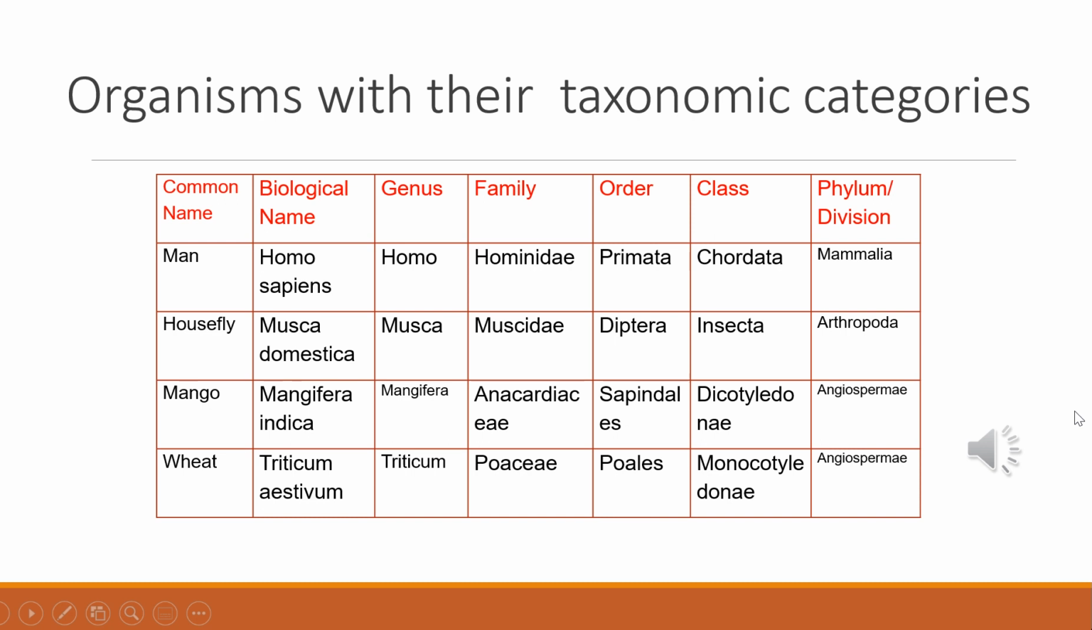This table is very important. It has taxonomic categories of some common organisms. The common name is man, and the biological name is Homo sapiens. You all know Homo is the genus and sapiens is the species. Then the family is Hominidae, order is Primata, class Mammalia, phylum is Chordata and kingdom is Animalia.